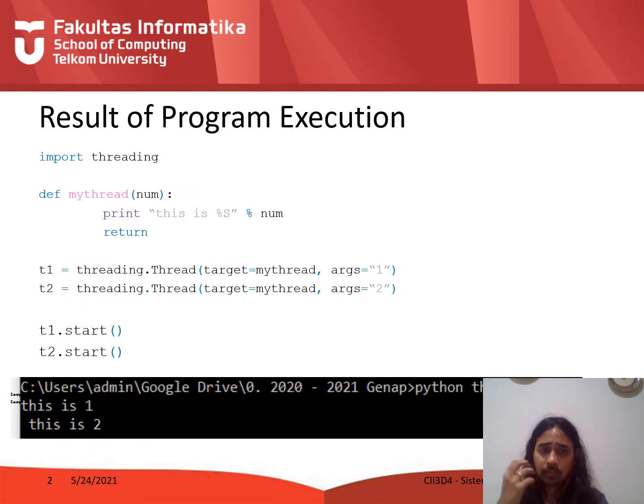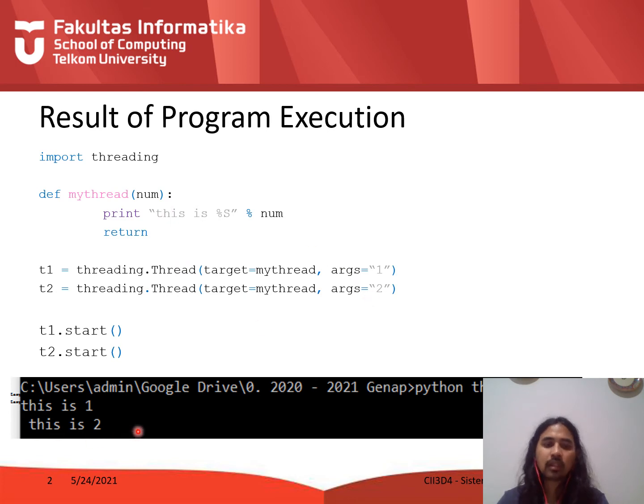In the last video, we created a very simple multi-threading program in Python, using the threading library. We executed the program, and the result is "this is 1" and "this is 2." Why? Because the function prints "this is %s," and %s is taken from num, the argument of the function, which is filled in when we created the thread. So t1 will print "this is 1" and t2 will print "this is 2."